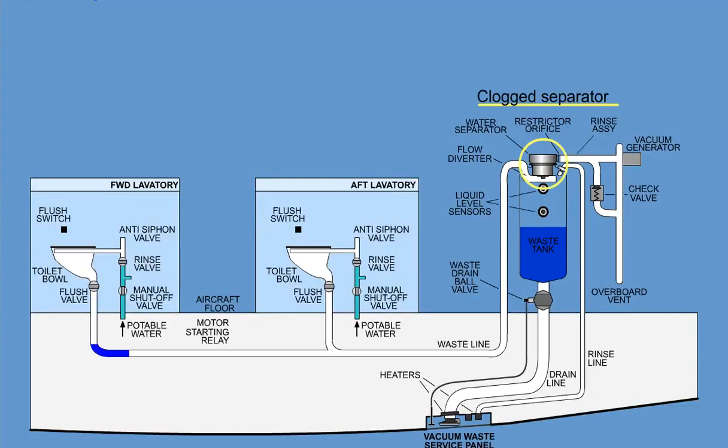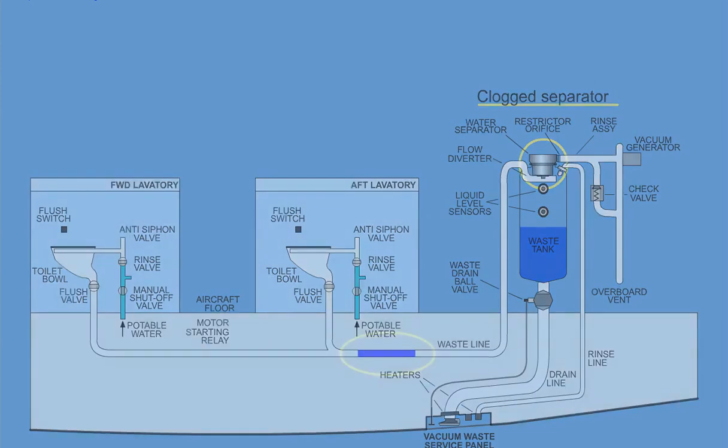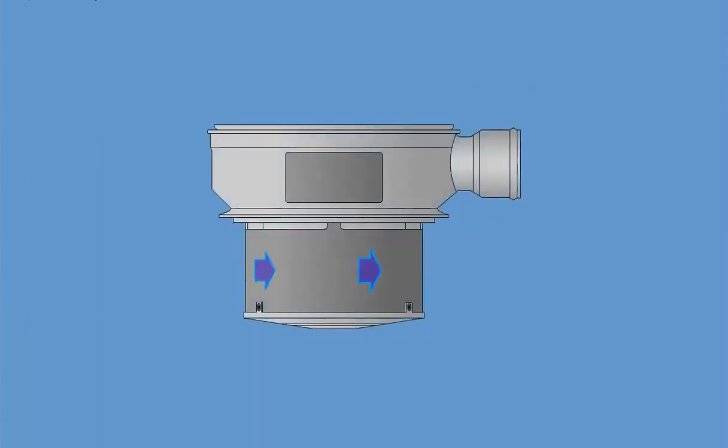A clogged separator will cause slow transport of waste in the system and may lead to blockages in the waste lines. The water separator will remove entrained moisture from the airstream that carries the waste into the waste tank. Because of the centrifugal action, the moisture is thrown to the outside walls of the water separator chambers, from where it then drains back into the tank when the flush is complete.